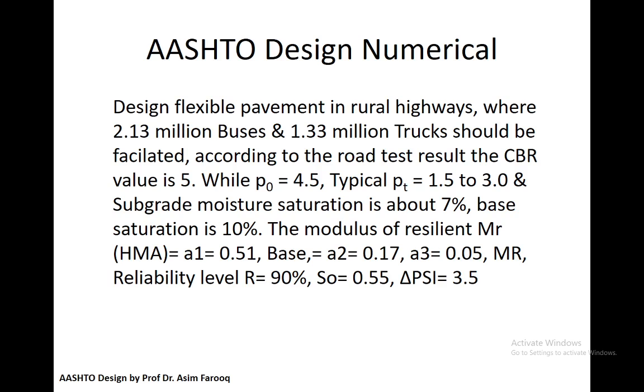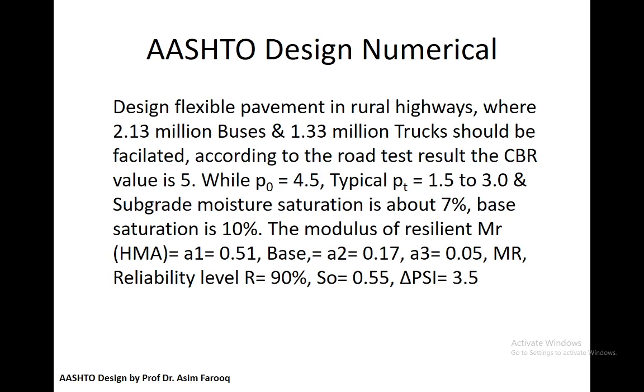So this is our very first question. We would like to design the numerical model. As you can see here, we are to design a flexible pavement in a rural highway, where we have 2.13 million buses and 1.33 million trucks, which should be facilitated. According to the road test result, CBR value is 5, while P naught is 4.5, which is delta PSI basically, while the present terminal serviceability index is between 1.5 to 3.0, while the subgrade saturation is about 7%.